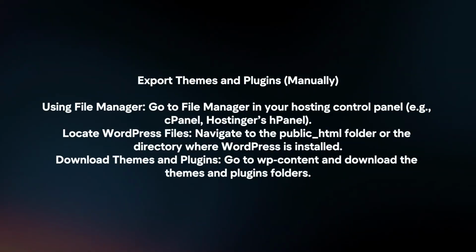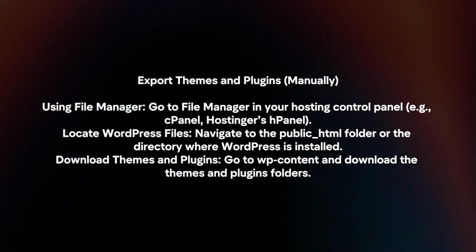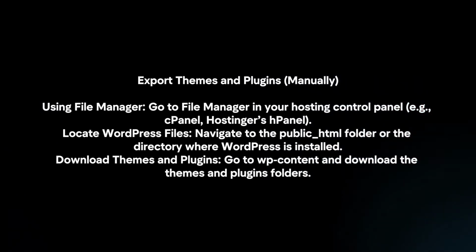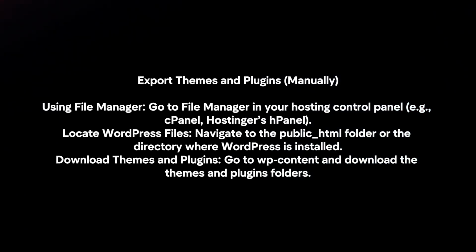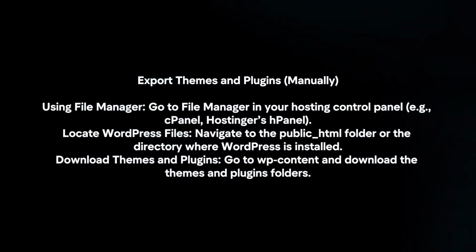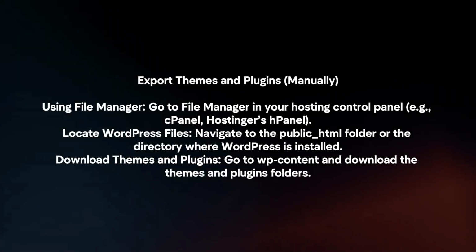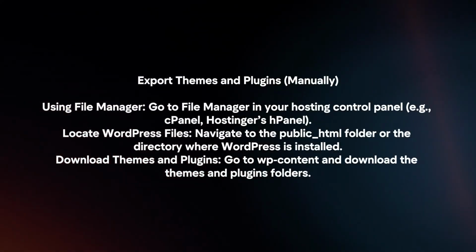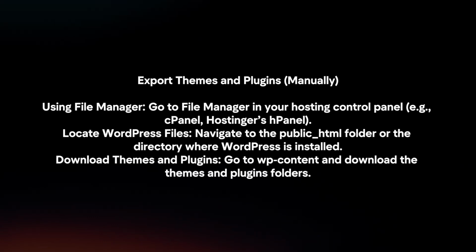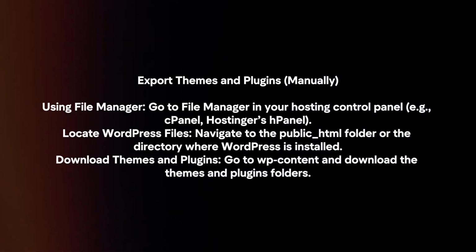Export themes and plugins using File Manager. Go to File Manager in your hosting control panel. Locate WordPress files. Navigate to the public HTML folder or the directory where WordPress is installed. Download themes and plugins. Go to WP Content and download the themes and plugins folders.